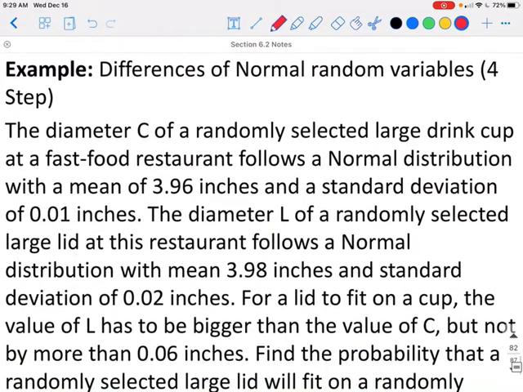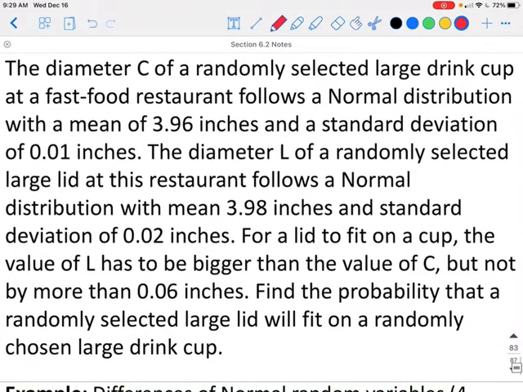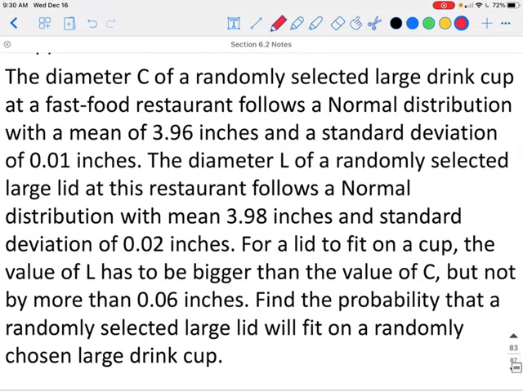Let's look at another example. Again, this will be another 4-step problem. The diameter C of a randomly selected large drink cup at a fast food restaurant follows a normal distribution with a mean of 3.96 inches and a standard deviation of 0.01 inches. The diameter L of the lid for a large cup is also normally distributed with a mean of 3.98 and a standard deviation of 0.02.